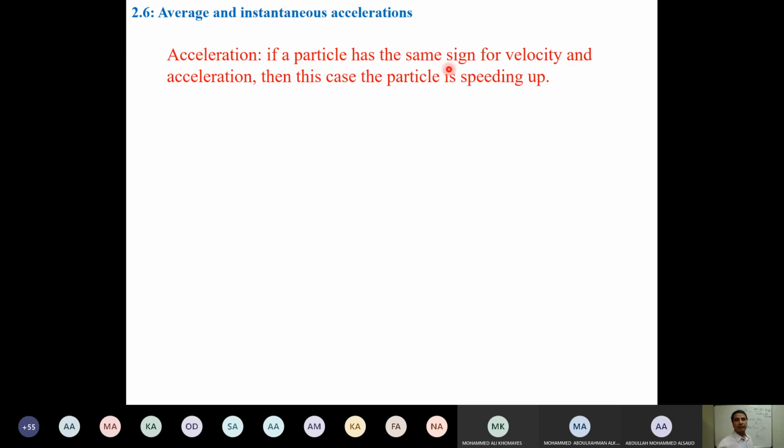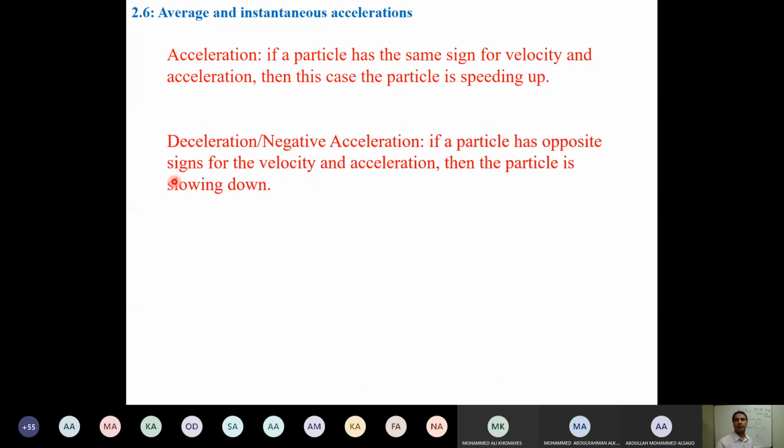If a particle has the same sign for velocity and acceleration, in that case, the particle is speeding up. Just note this thing. When you have the same sign for the velocity and acceleration, then the car will be speeding up. Whenever you have the opposite sign for the velocity and acceleration, then the car will be slowing down. And then you might be confused about how it is so. So let me explain this with an example here.